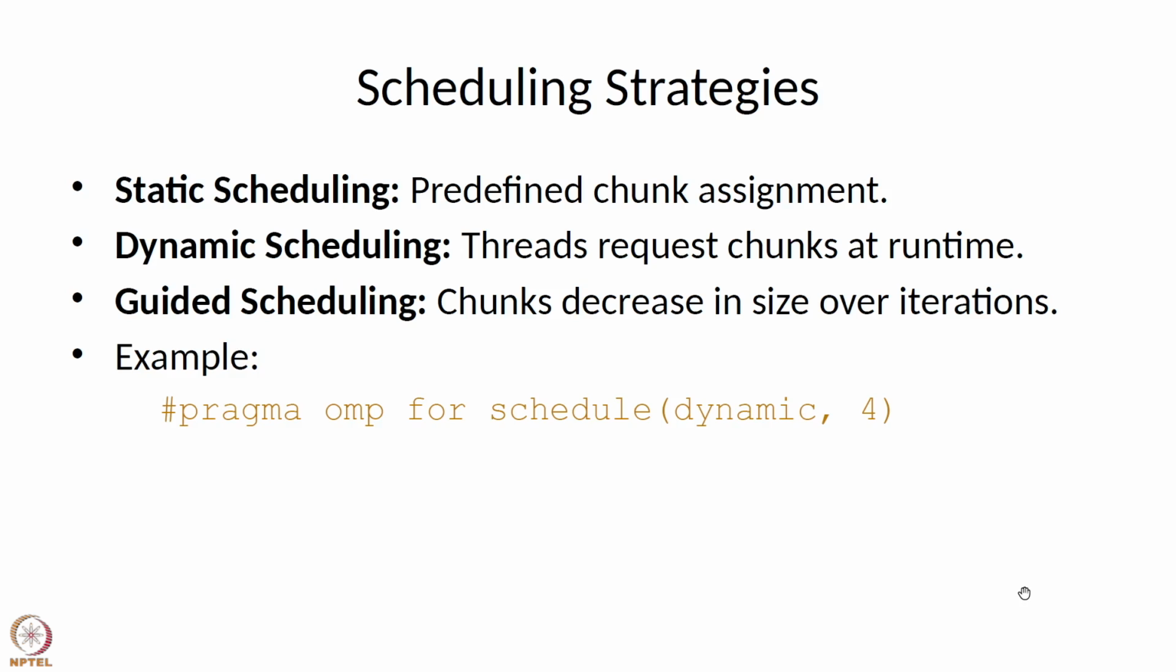Another key bit is the scheduling strategy, how the threads are being scheduled. One way of doing things is static scheduling, where a predefined chunk is being assigned, for example, in for loops. You can also do dynamic scheduling, where threads request chunks at runtime. We can also do guided scheduling, by looking at chunks of data which decrease in size over iterations. For example, we discussed how to do schedule dynamic for.